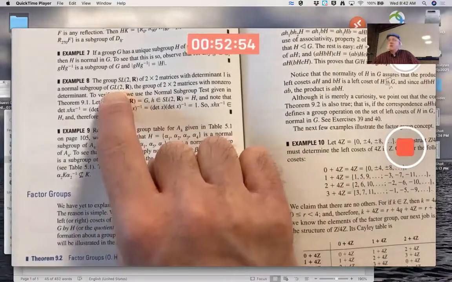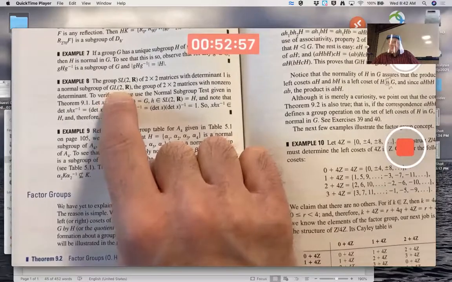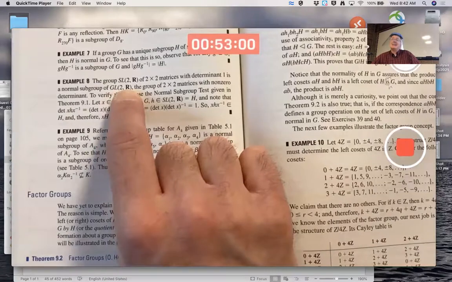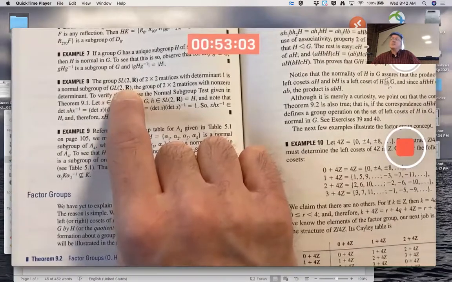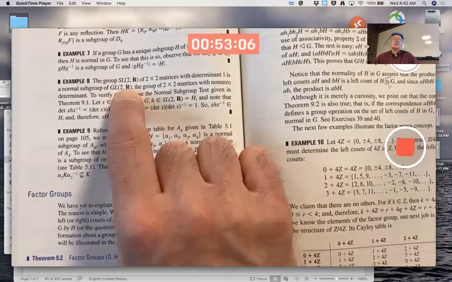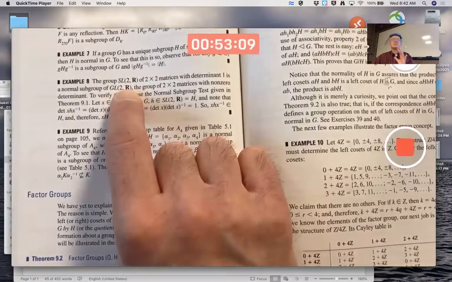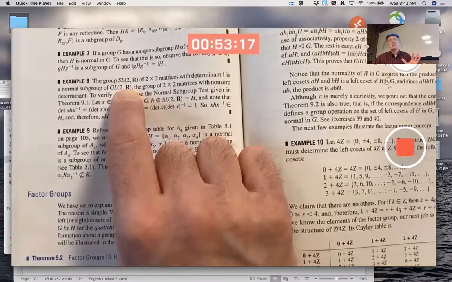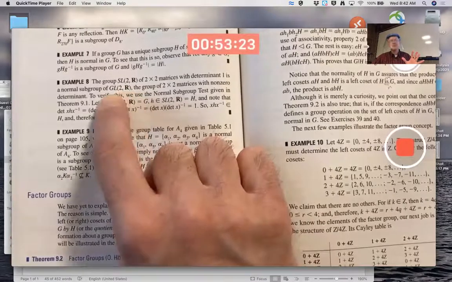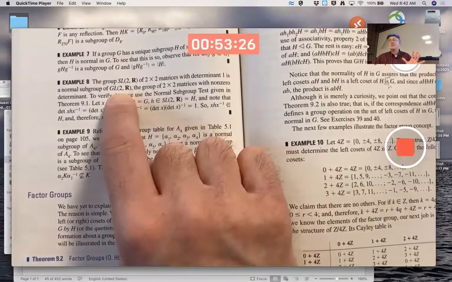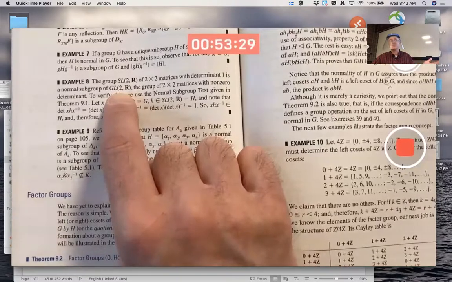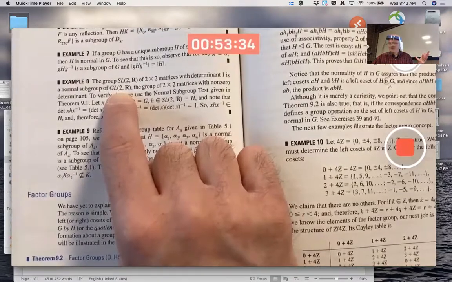GL2R, GL stands for general linear group. 2 by 2 matrices with real number entries and a non-zero determinant. The operation is matrix multiplication in this case, not matrix addition. Groups of matrices can be under addition, and when it's under addition, you don't need the determinant to be non-zero. But when the operation is multiplication, which is a more interesting operation, then you need the determinant to be non-zero to be in here, because if the determinant is 0, then the matrix is not invertible. So that's why we assume the determinant is non-zero.